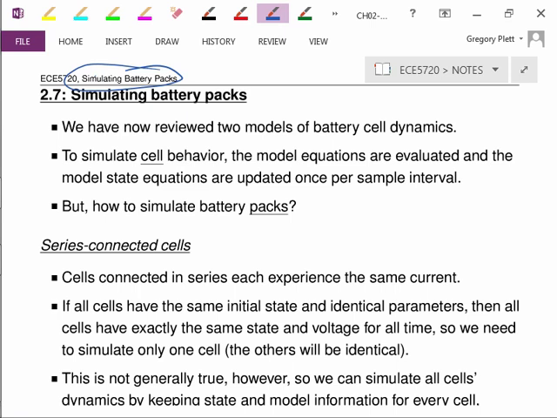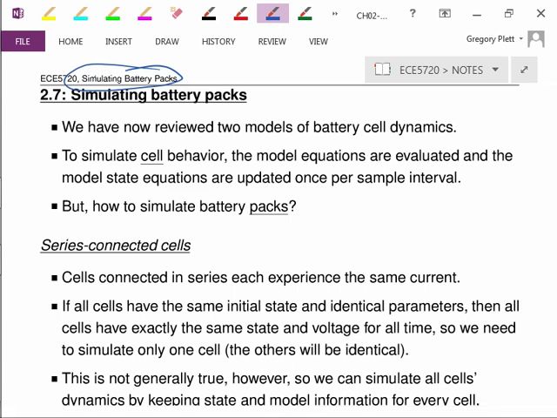To do so, we just evaluate the model equations once per sample interval, and we update the state of the model and we update the output of the model once every interval. The question that we address here is how to simulate battery packs. And packs comprise cells in series and in parallel. So what changes are required to do it? Sometimes the changes are simple, sometimes that may not be quite so obvious. But by the end of the section, you'll see how to do it, and it will not be that bad.